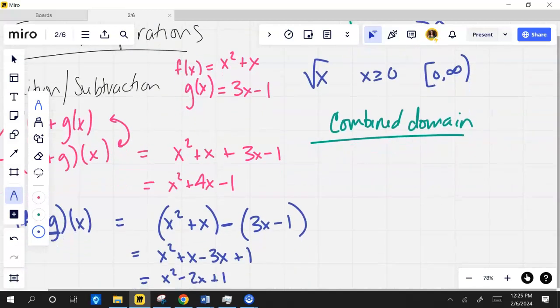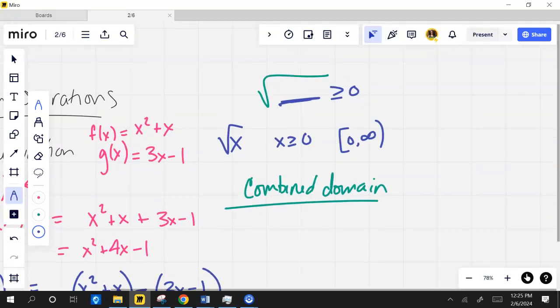What causes something to be undefined? When it has a 0 on it. When it has a 0? So I'm looking at radicals and I'm talking about fractions. The bottom can never be 0.